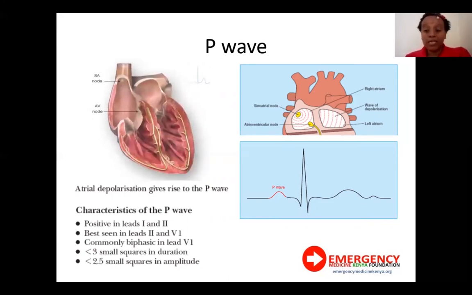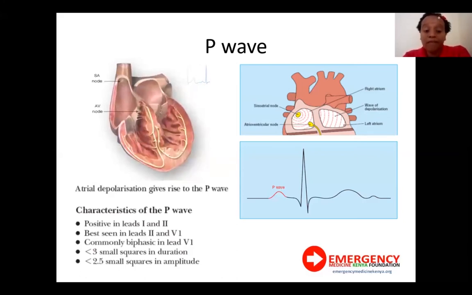When you look at our ECG strips, we have small boxes and big boxes. So we want to know whether your P wave is actually normal or abnormal. When you look at your P wave, you want it to be less than 3 small boxes in duration, on how long it takes. And you also want to look at the height, that is the amplitude, which should be less than 2.5 small boxes, which you're able to see clearly in a rhythm strip.